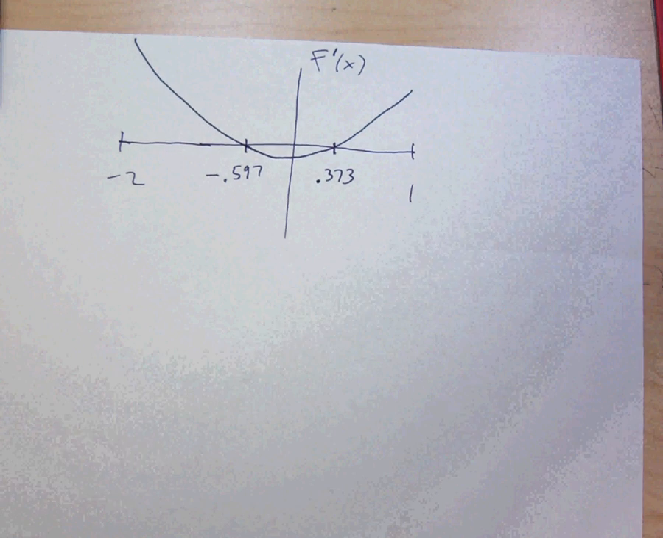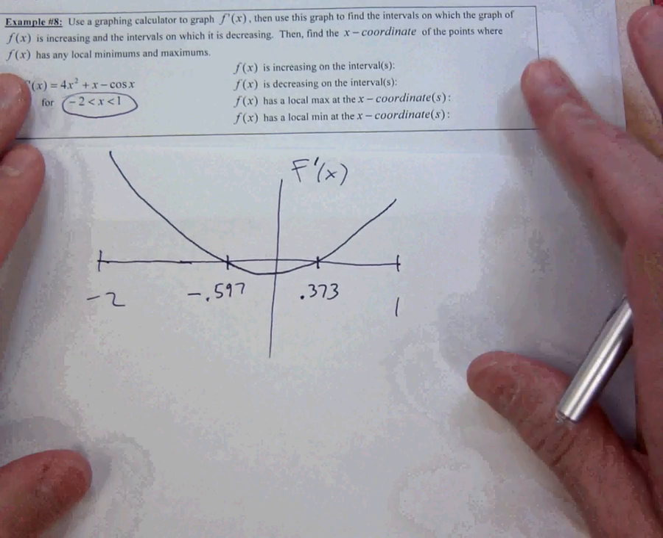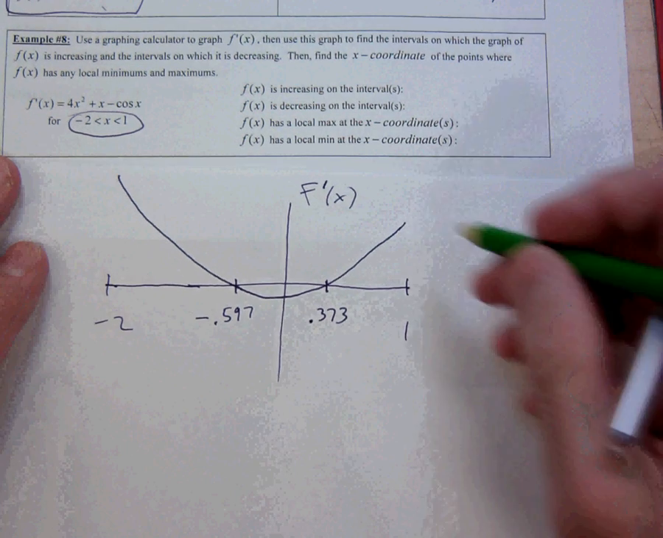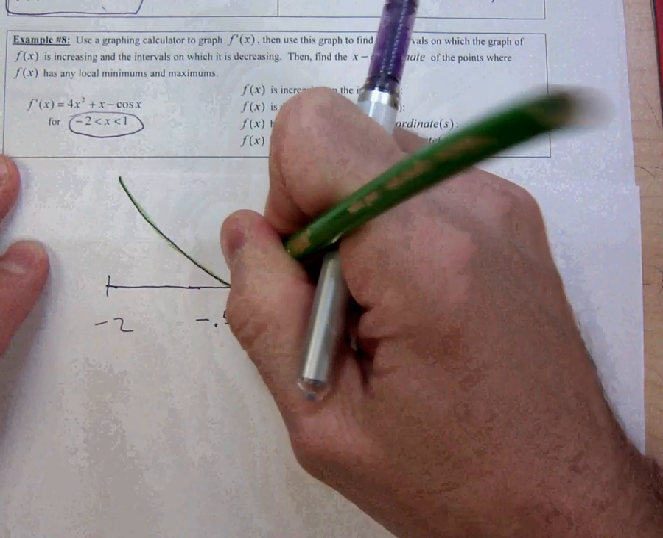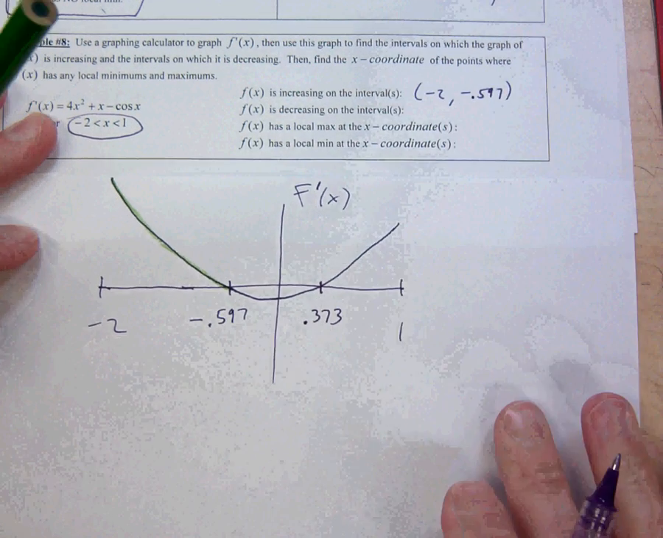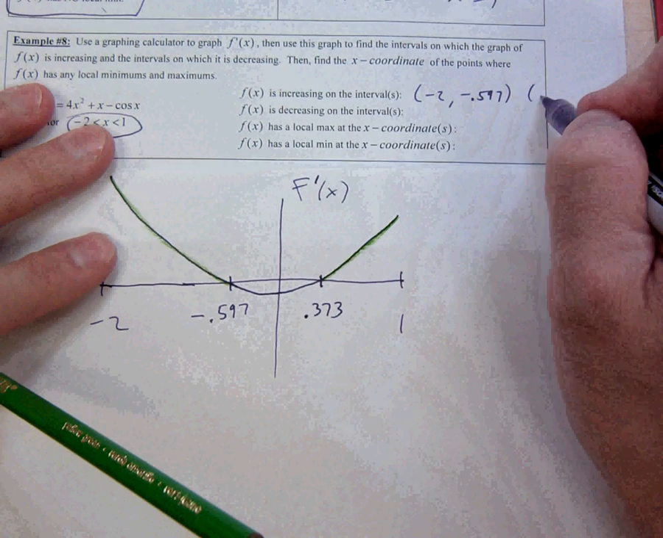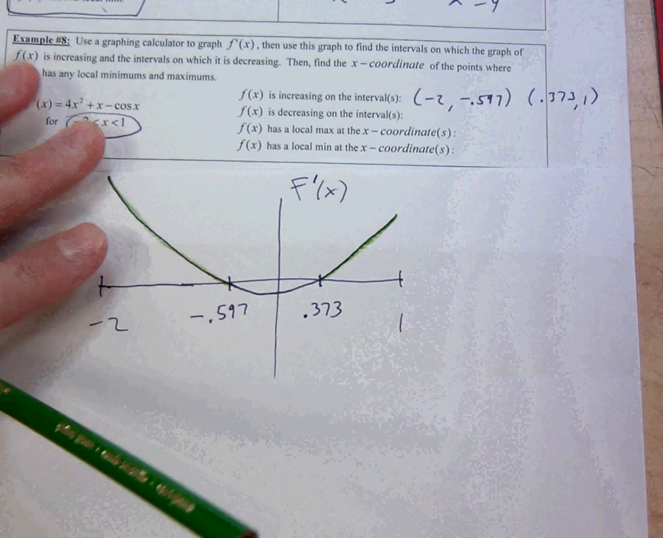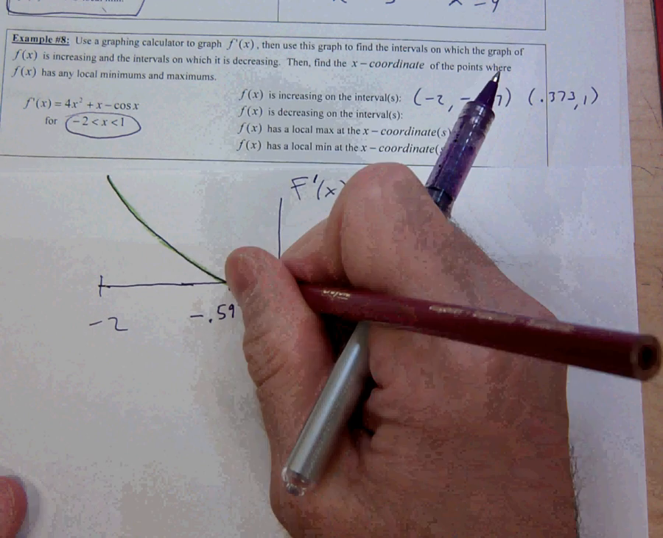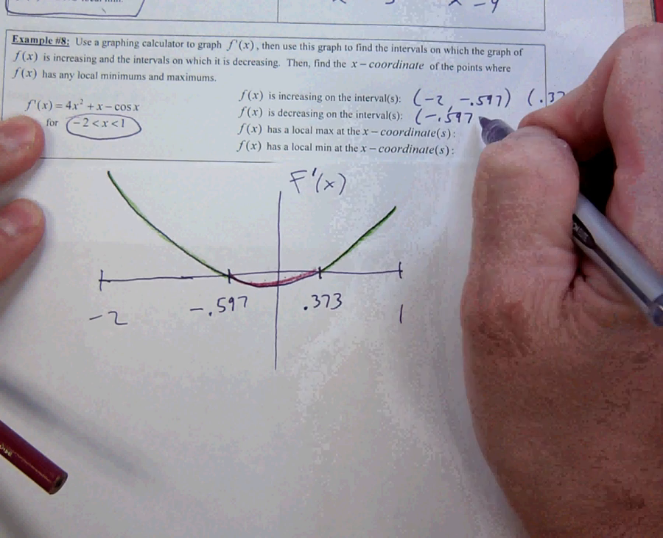So what do you think, guys? Looking at that graph of f prime, on what intervals is f going to be increasing? F will be increasing whenever f prime is what again? Positive. So that would be from negative 2 to negative 0.597. And then again from 0.373 to 1. Okay, guys? And then where will f be decreasing? Whenever f prime is negative, and that would be from negative 0.597 to 0.373, right?